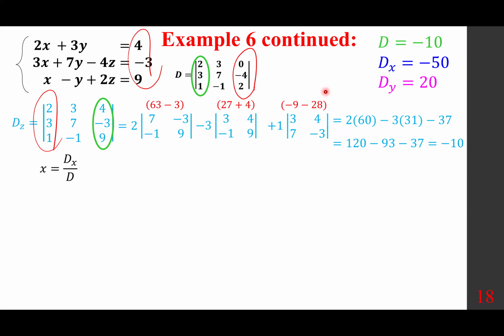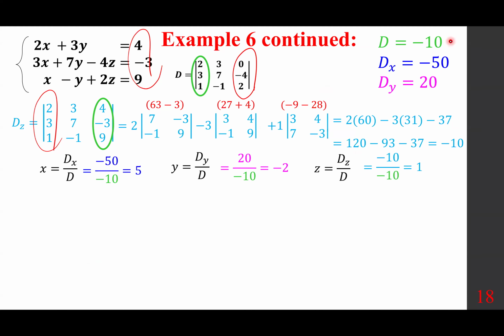X is d sub x over d, minus 50 over minus 10, which gives us 5. Y is d sub y over d, that gives us negative 2. Z is d sub z over d, so that means this number now, negative 10 over negative 10. That gives us 1. We are done.